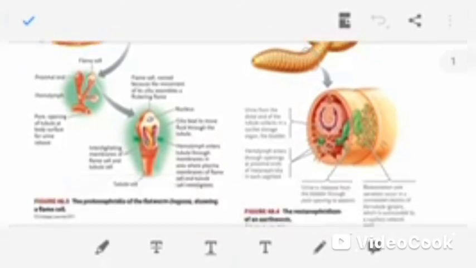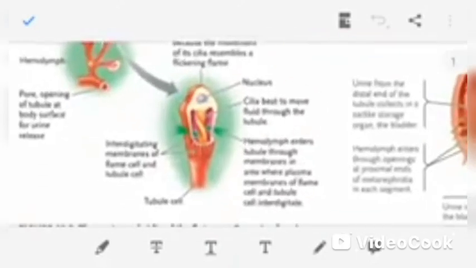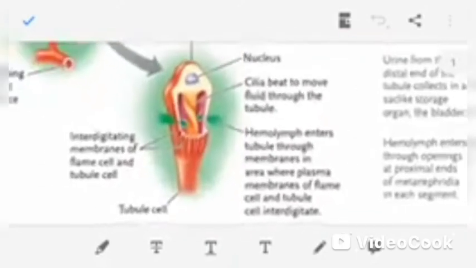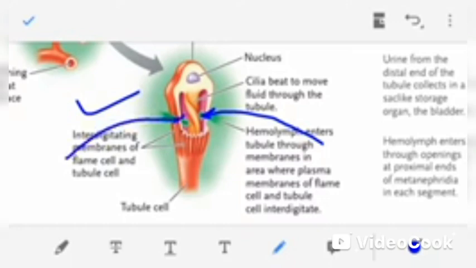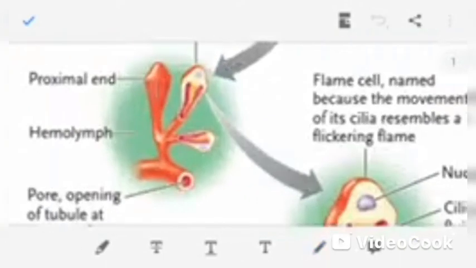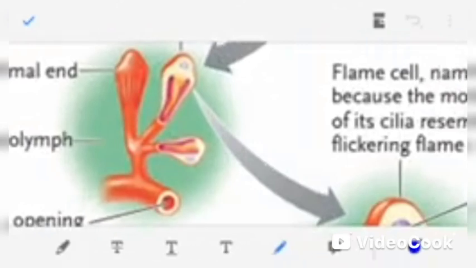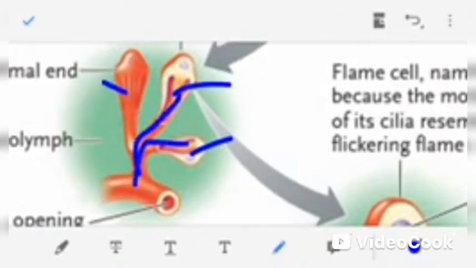So simply see what exactly the mechanism is. This is the hemolymph. Now fluid from the hemolymph enters, so the filtrate is formed here. Now where is this filtrate going? So for example, this one, this one, this one. This is the filtrate coming, and this is the tubule.